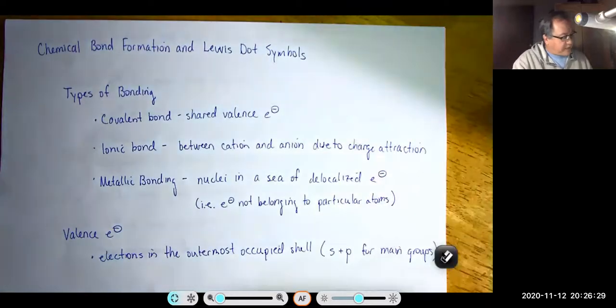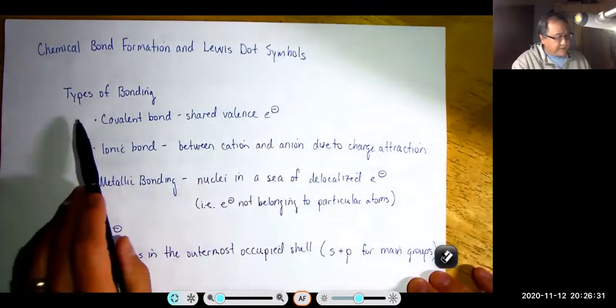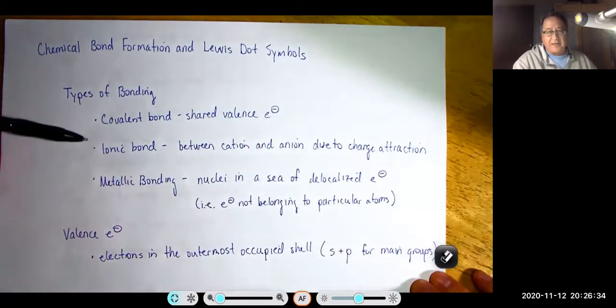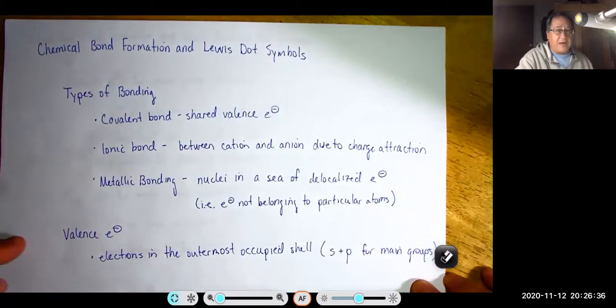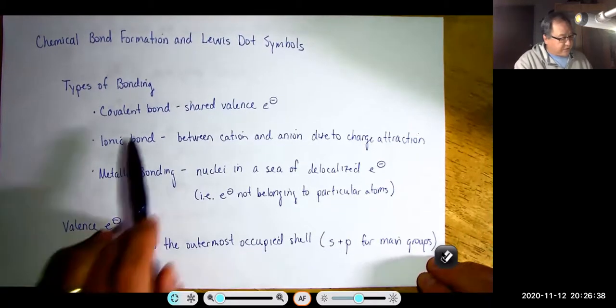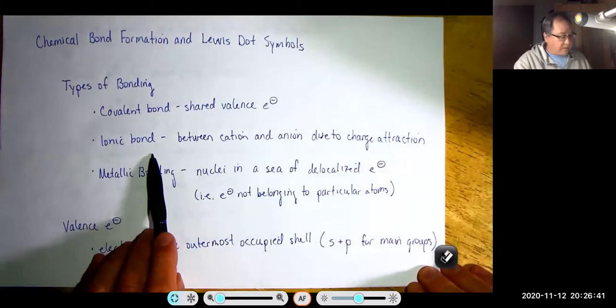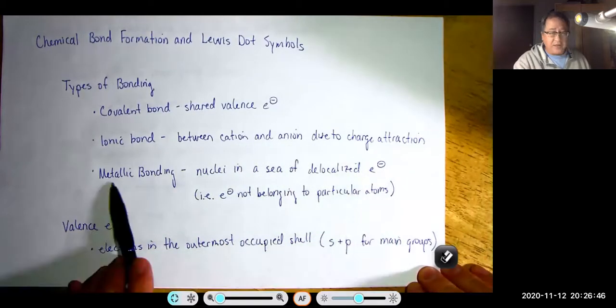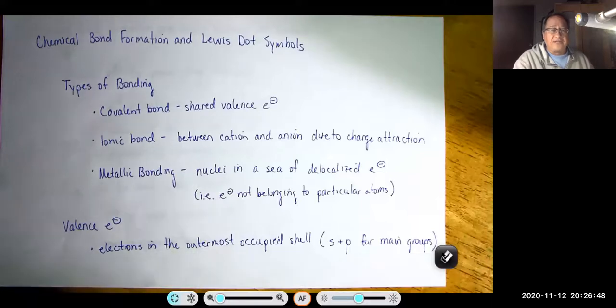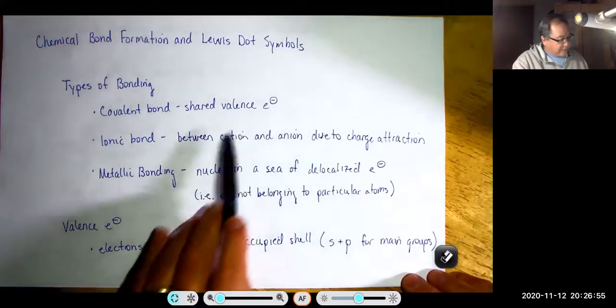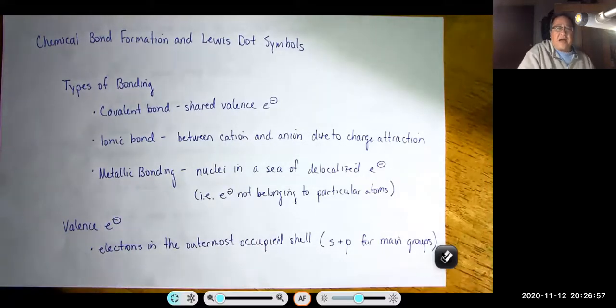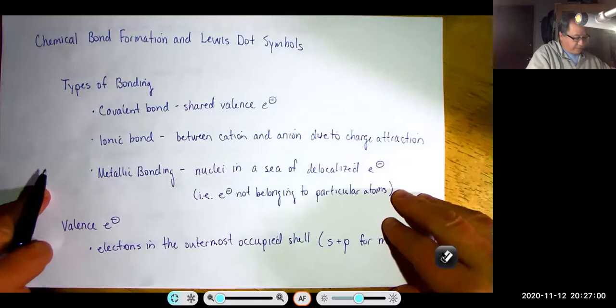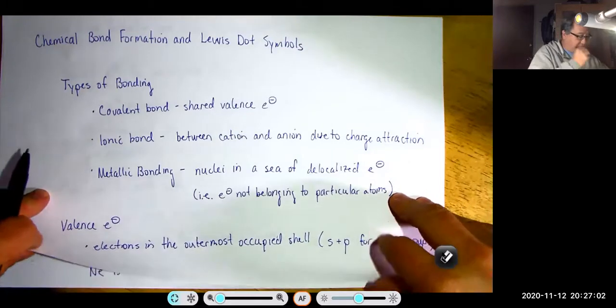When we look at chemical bond formation and Lewis dot symbols, there are basically three types of bonding that the book talks about. There's the covalent bond, which is shared valence electrons; ionic bonds, which are bonds between cation and anion due to charge attraction; and metallic bonding, where nuclei are in a sea of delocalized electrons. So the electrons are kind of holding the nuclei together. Now, what are valence electrons? Valence electrons are simply electrons in the outermost occupied shell. We'll look at a little more about that in just a moment.